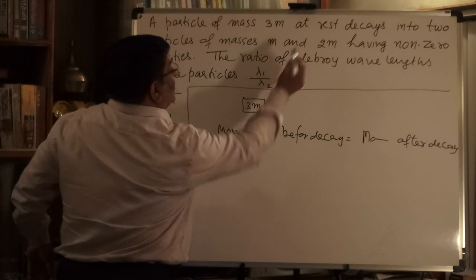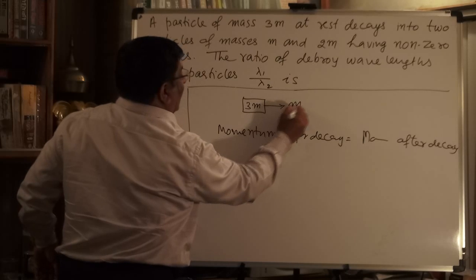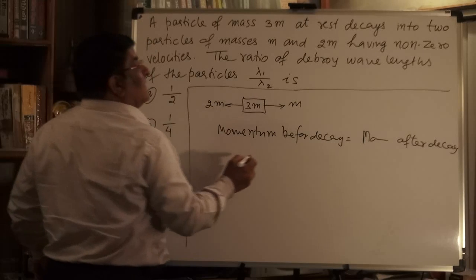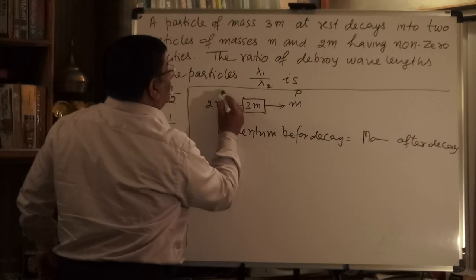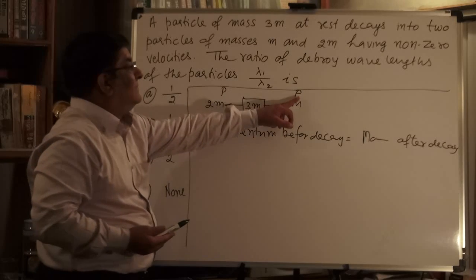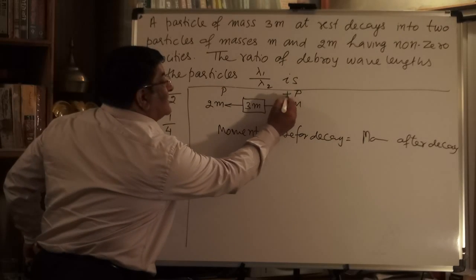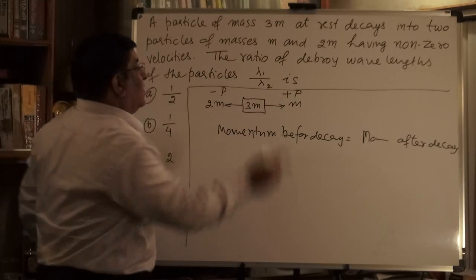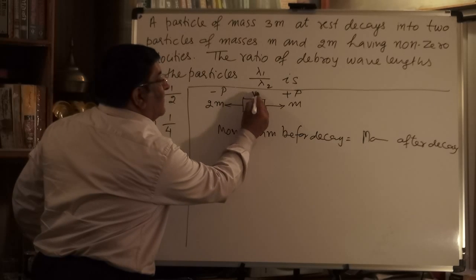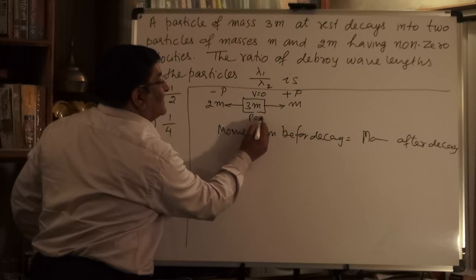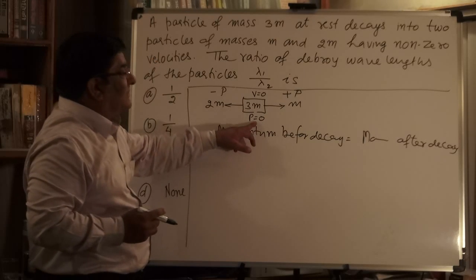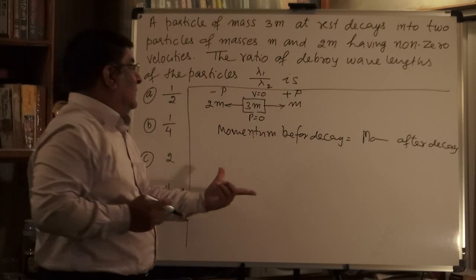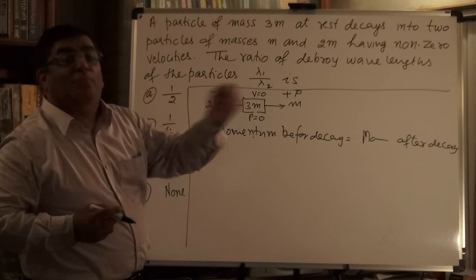Simply here we know that if m goes in one direction, 2m has to go exactly in the opposite direction. And what is the same for them? P, momentum. So one is plus P, one is minus P. The sum is 0. Why is the sum 0? Because this 3m was having velocity 0 and its momentum was 0. Therefore, after the explosion, when the two are moving, their sum will also be 0. That's why we are taking up momentum.